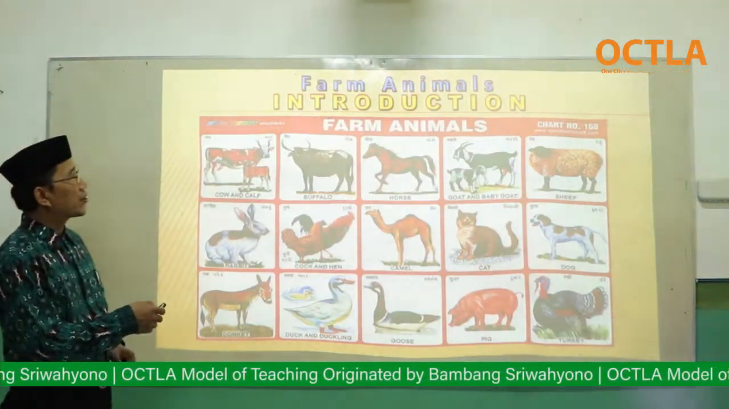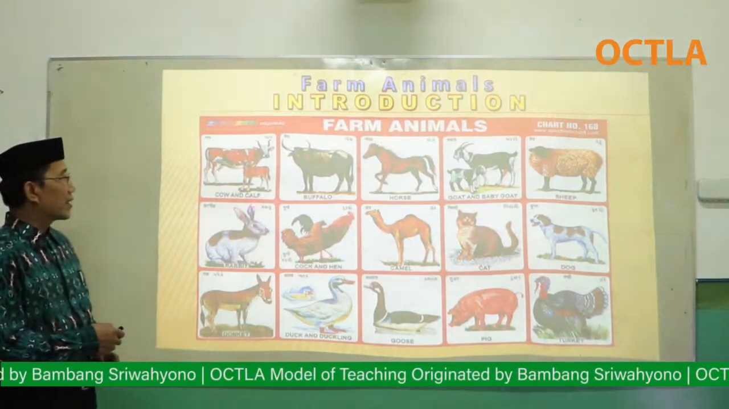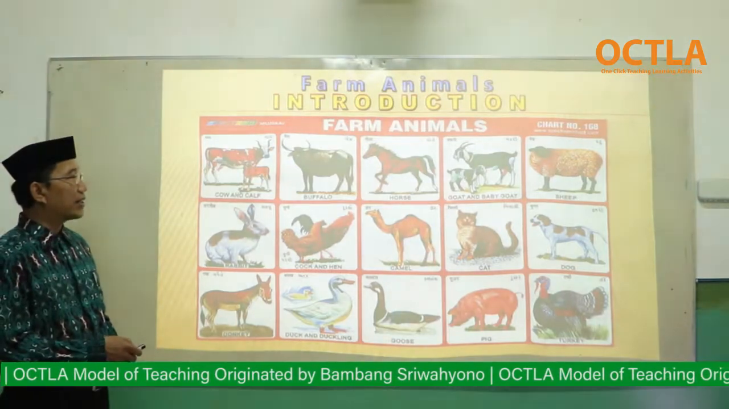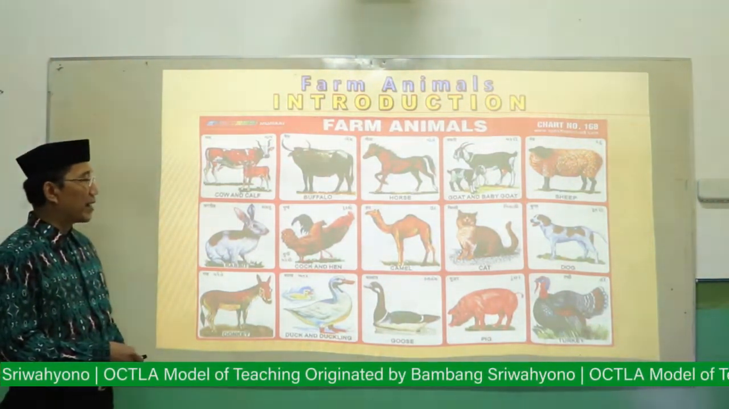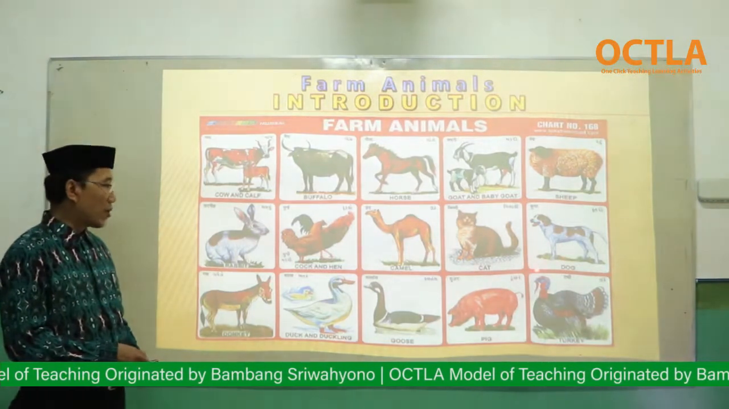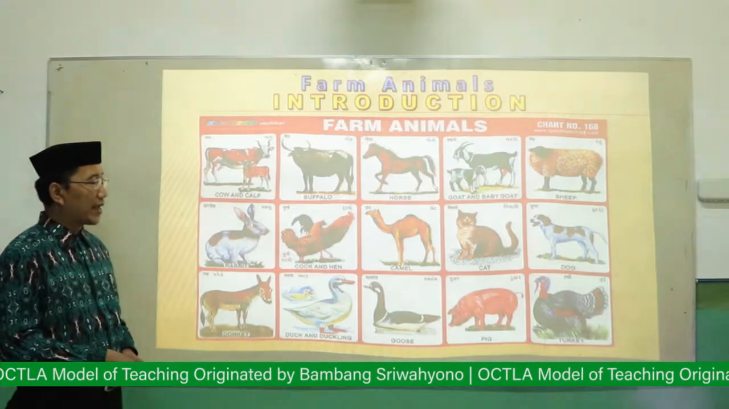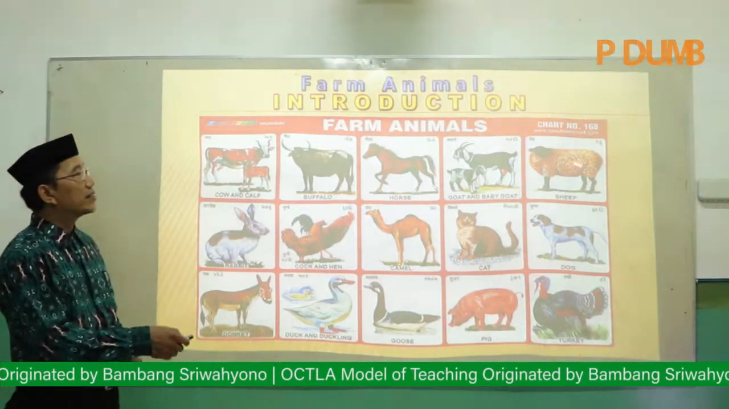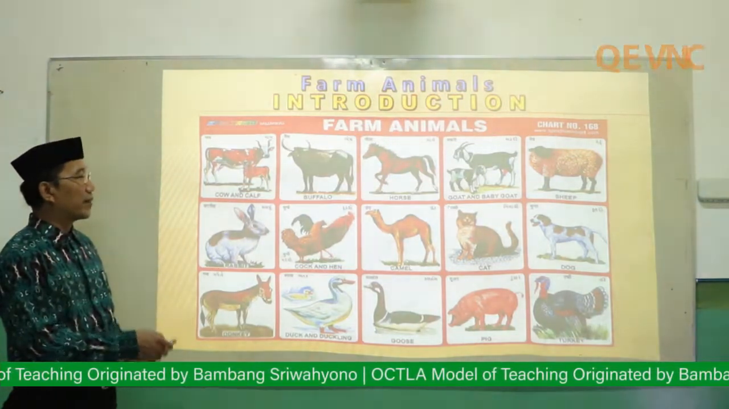And another introduction, farm animals like cow and calf, buffalo, horse, goat and baby goat, sheep, rabbit, cock and hen, camel, cat, dog, donkey, duck and ducklings, goose, pig and turkey, and so on. These are the examples for the introduction of farm animals.